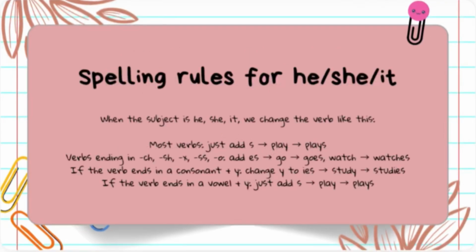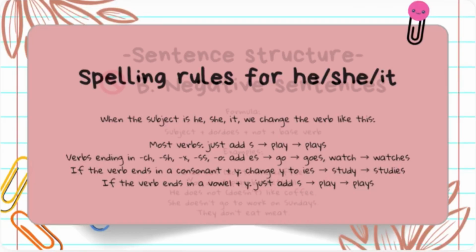Spelling rules. Most verbs add s. Play, plays. Verbs ending in ch, sh, x, ss, o, add es. Go, goes. Watch, watches. Consonant plus y, change y to ies. Study, studies. Vowel plus y, just add s.